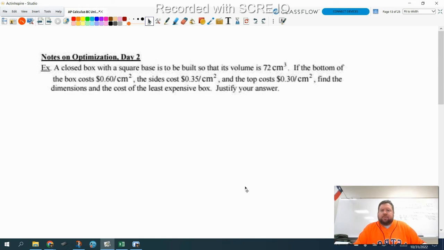Okay, so we have a closed box with a square base that is to be built. Its volume is 72 centimeters cubed.